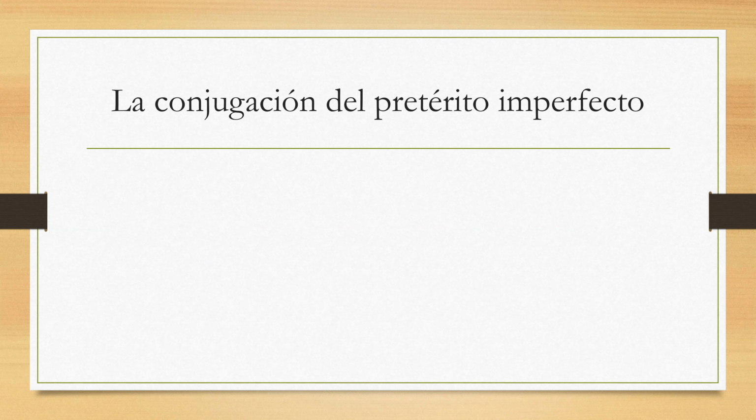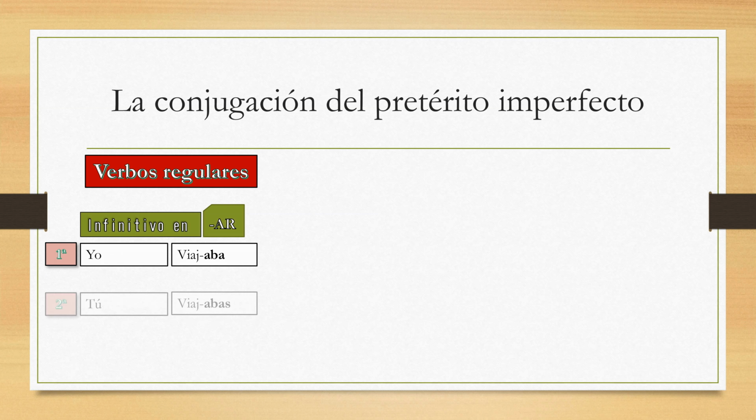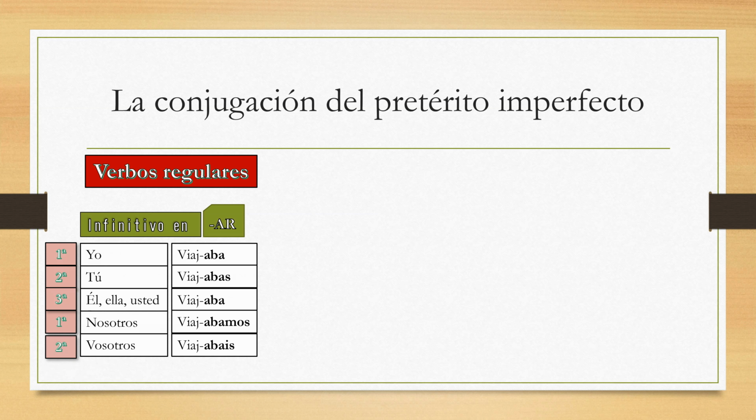Finally, let's take a look at the conjugation for this past tense. Verbos regulares are quite easy, right? We have infinitivo en AR. These verbs are going to be like this. Yo viajaba. Tú viajabas. Él viajaba. Nosotros viajábamos. Vosotros viajabais y ellos viajaban.